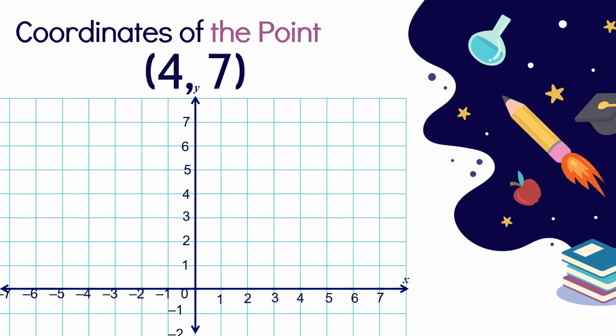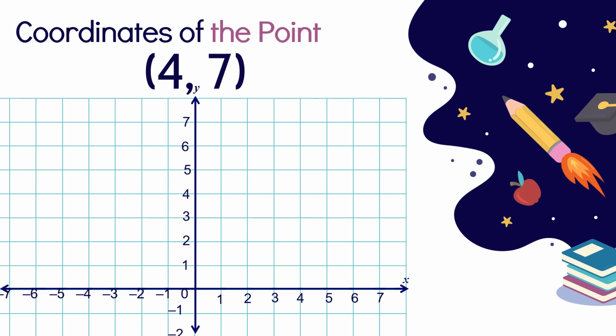So if we have (4, 7), actually, any point can be plotted on the coordinate plane using its coordinates. The first coordinate in an ordered pair indicates the horizontal movement, that is right or left: right if it is positive, left if it is negative.